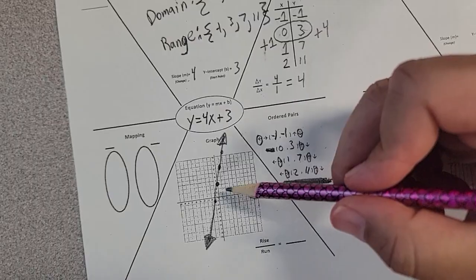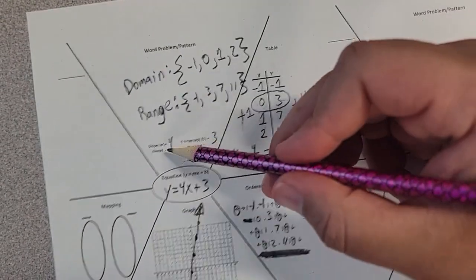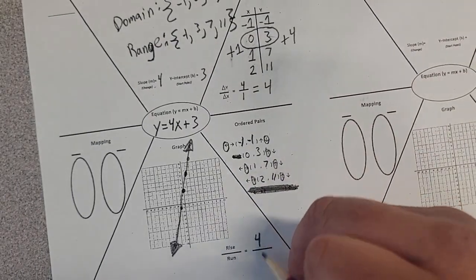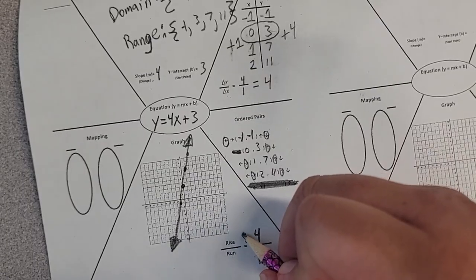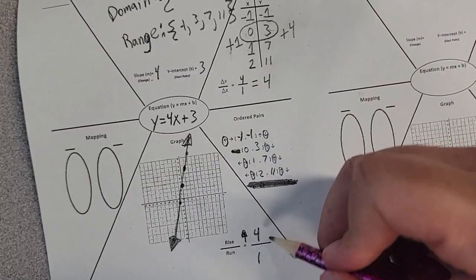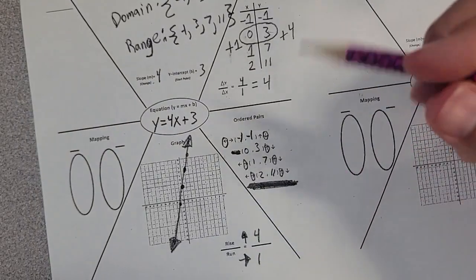Now the rise over run is the same answer as my delta y over delta x. Your slope, all this should be 4 over 1. Okay, put 4. So rise is up 4 because it's positive. And then the run is to the right.